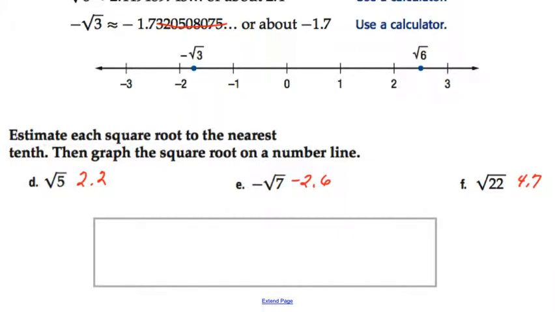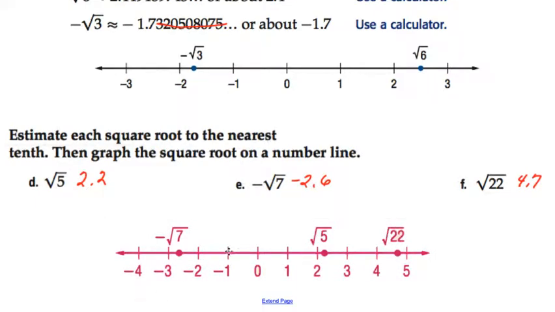So if we want to go ahead and graph those on a number line, it should look something like this. Okay, so square root of 5 is 2.2. It's closer to 2 than it is to 3. Negative 2.6 is closer to negative 3 than it is to negative 2. And square root of 22 is closer to 5 than it is to 4.